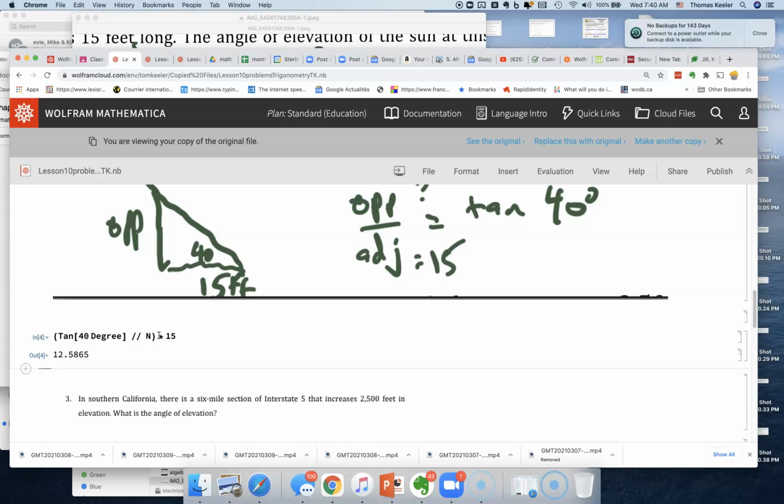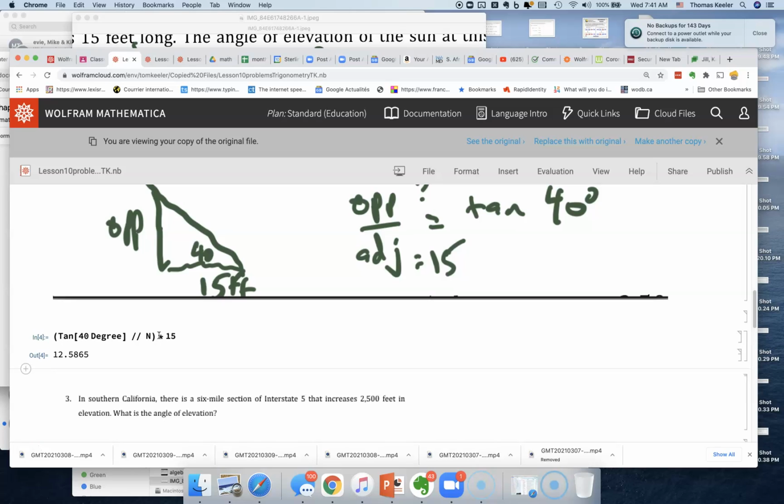Okay. Does that make sense? Do you expect that side to be smaller? Well, if at 45 degrees it would have been 15 feet, so it would have been smaller. Now you might say, well, what if I'd had the opposite? What if I'd known 12.5865? So what would you do then?